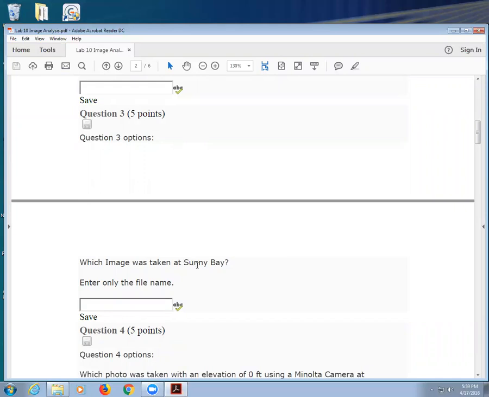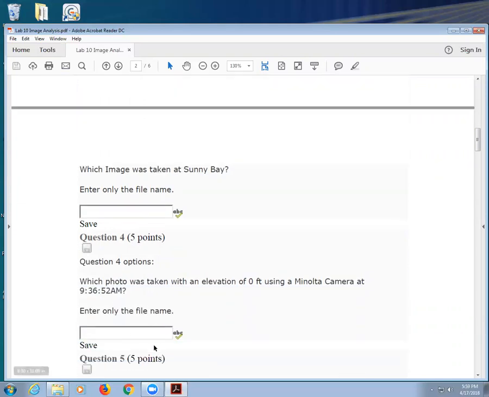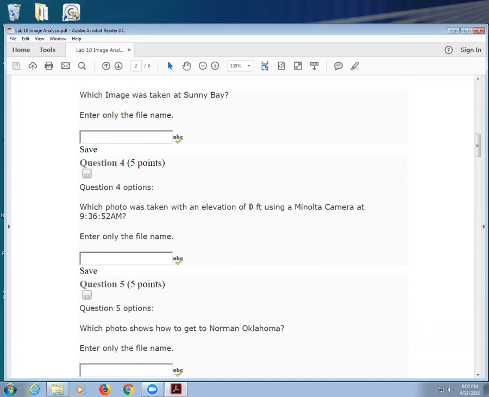Which image was taken in Sunny Bay? You might want to find where Sunny Bay is. Your best bet: take all the pictures and look over the questions first. Once you get one that meets the category, you really don't need to use that one for something else. So each of the pictures only relates to one question.